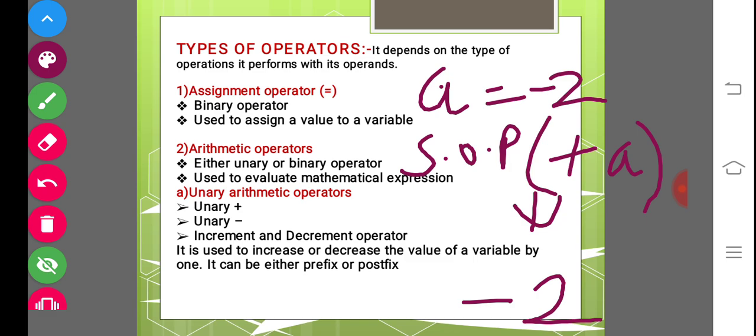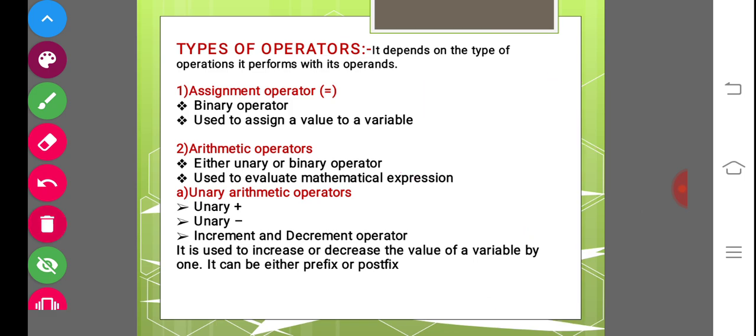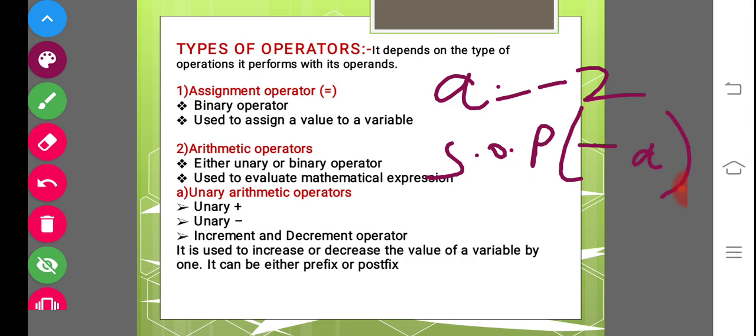The next is the unary minus operator. This operator is just like the unary plus operator, which means it is also applied before the operand, but it reverses the sign of an operand. Reversing the sign of an operand means if I am writing a is equal to minus 2, and I am writing System.out.println minus a, what is the output? What is the value of a? Minus 2. This minus reverses the sign of the operand, so the output is 2. And let's say if it is plus 2, and I am writing System.out.println minus a, what is the output? The output is minus 2. Again, I will give you one more example for this.